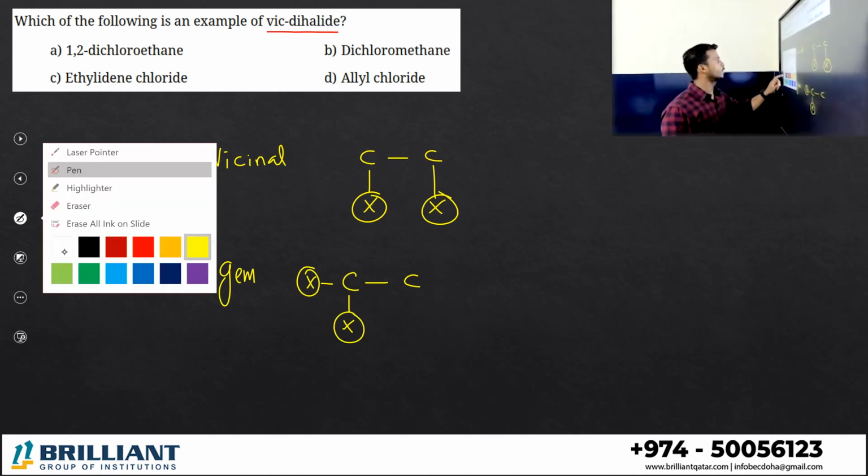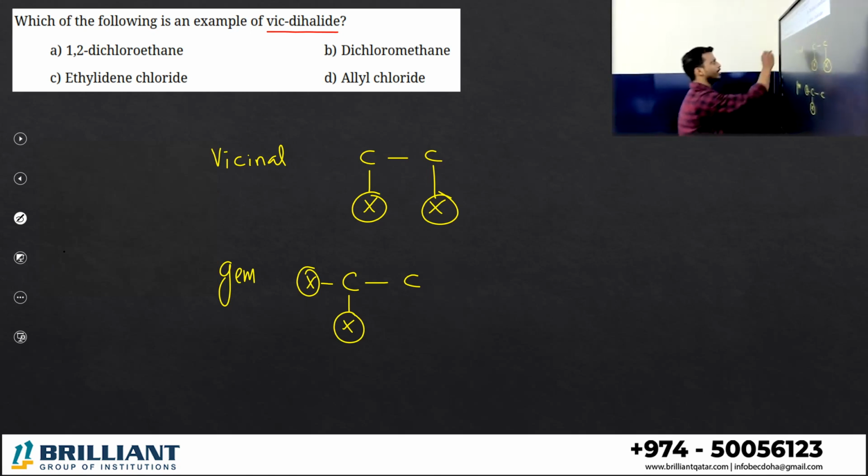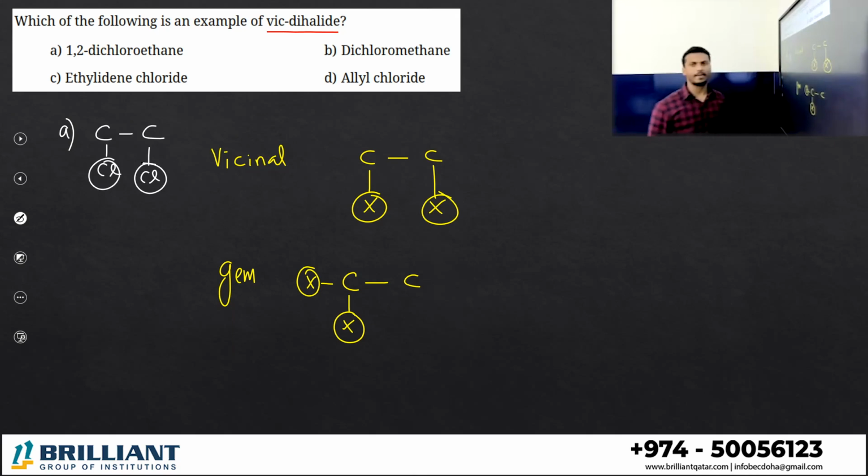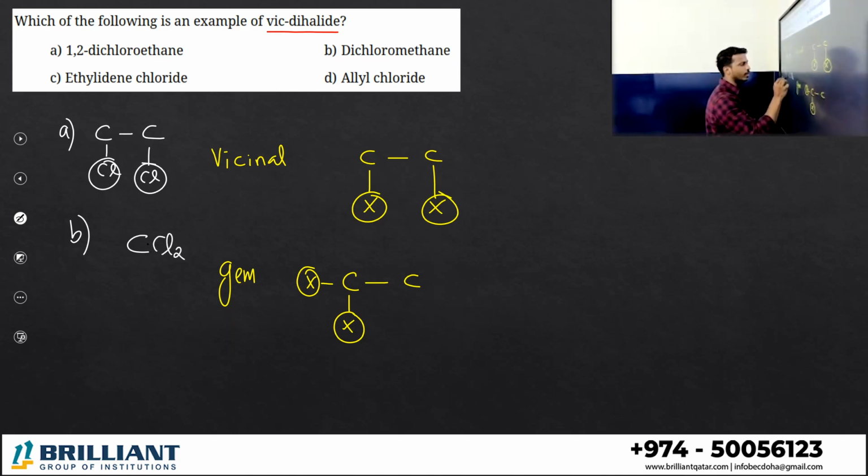So let us check it. What are the species given? Option A is 1,2-dichloroethane. So this is ethane, with chlorine at the first and second positions. 1,2-dichloroethane. Yes, it's vicinal, right? What is option B? Dichloromethane. Methane means only one carbon. It contains two chlorines, so the remaining are two hydrogens, right? But here the single carbon contains both of the chlorines. So it's a type of geminal.